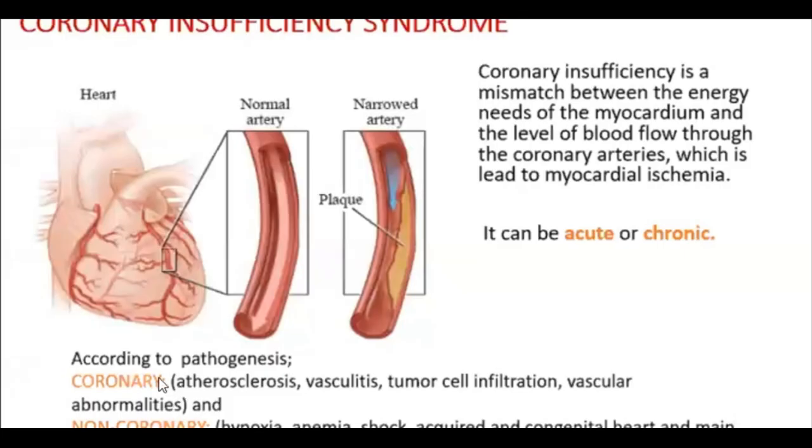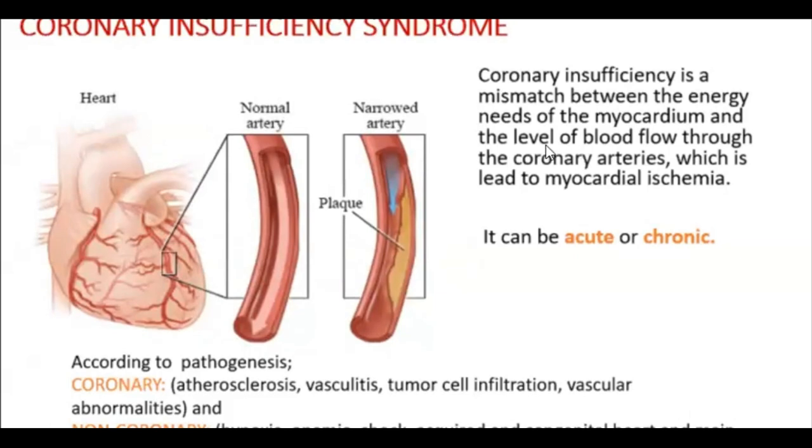Coronary insufficiency syndrome is a mismatch between the energy needs of the myocardium and the level of blood flow through the coronary arteries, which leads to myocardial ischemia. It can be acute and chronic. According to pathogenesis: coronary atherosclerosis, vasculitis, tumor cell infiltration, vascular abnormalities, and non-coronary causes: hypoxia, anemia, shock, acquired and congenital heart and main vascular defects, hypotension, significant bradycardia.